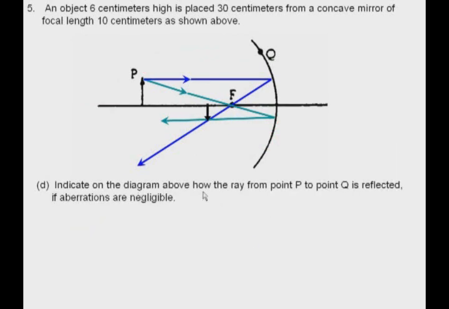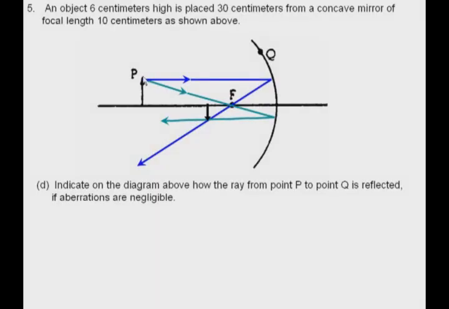Indicate on the diagram how a light ray at point P to Q is reflected. We know that all the light rays that come from the tip of the object have to go to the tip of the image. The only ones that go through the focus point are the ones with a parallel side. Neither of these are parallel, so they will not go through the focus, but they will always go to the tip of the image.